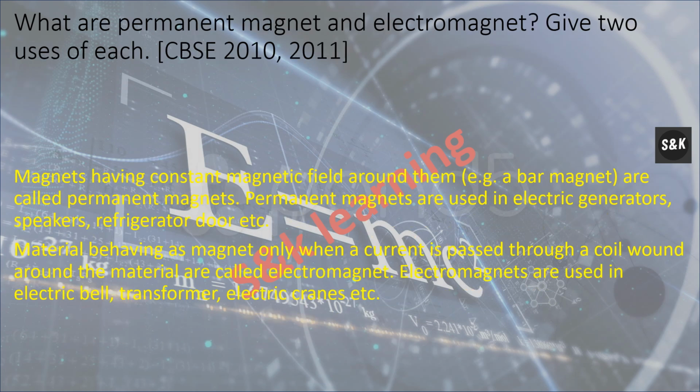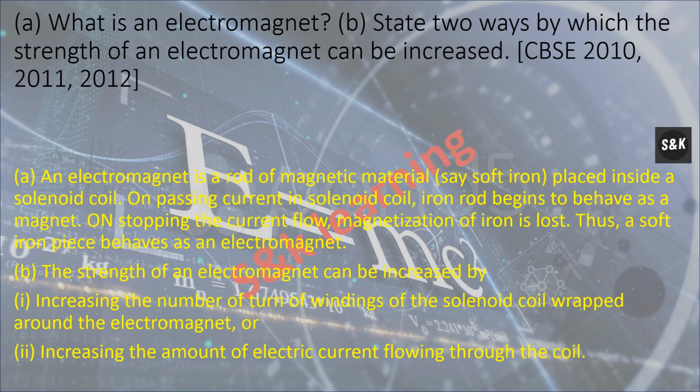What are a permanent magnet and an electromagnet? Magnets having a constant magnetic field around them are called permanent magnets. Permanent magnets are used in electric generators, speakers, refrigerators, doors, etc. Materials behaving as magnets only when a current is passed through a coil wound around the magnetic material are called electromagnets. An electromagnet is a rod of magnetic material placed inside a solenoid coil, and on passing current in the solenoid coil, the iron rod begins to behave as a magnet.